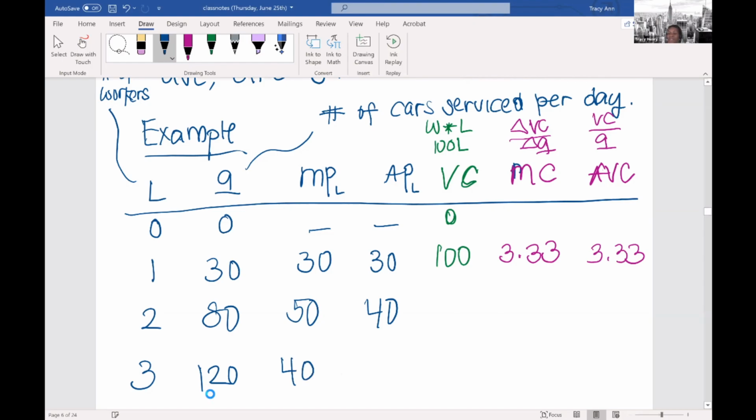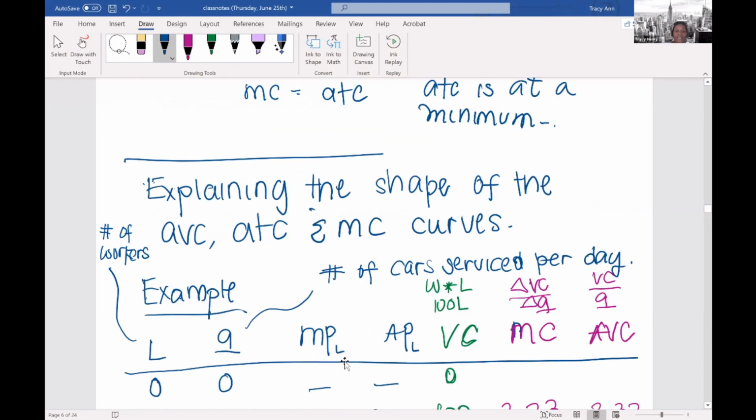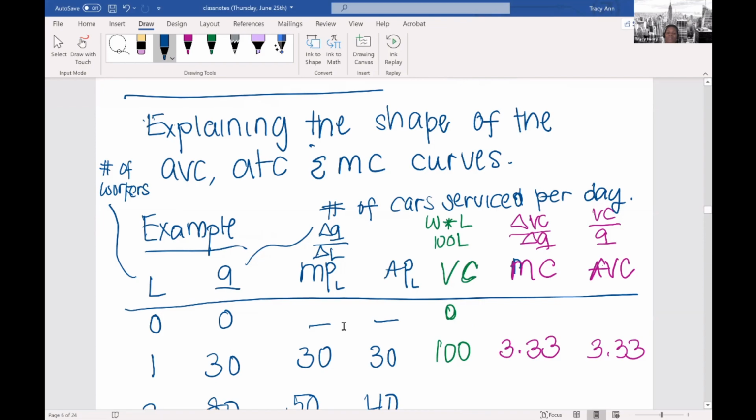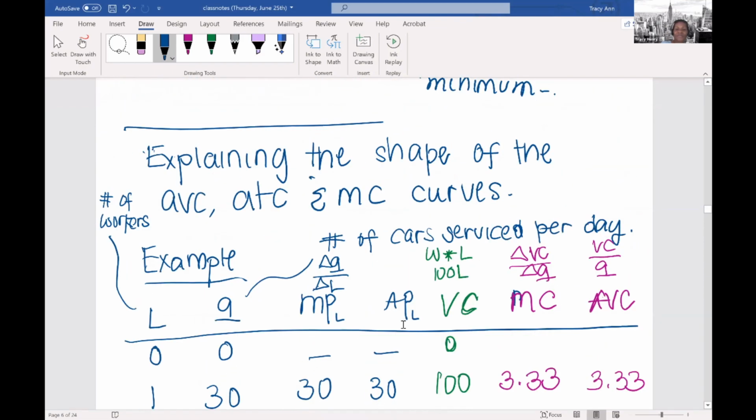How did I calculate marginal product, to remind ourselves? 120 minus 80, so it's the change in output over the change in labor. So maybe I should write that here so that you remember. Marginal product is the change in output over the change in labor. And your average product, of course, is Q divided by L.